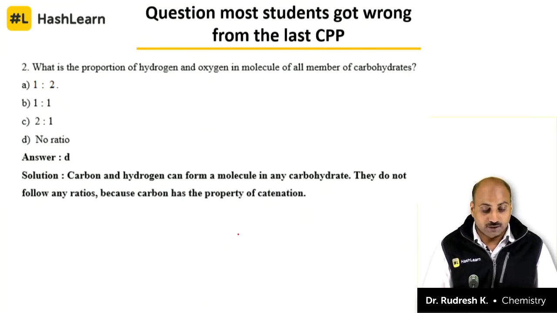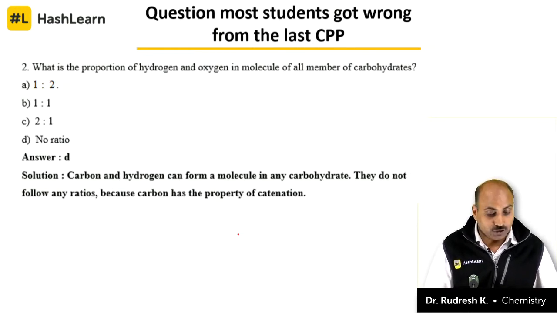This is what the solution goes like: carbon and hydrogen can form a molecule in any carbohydrate. They do not follow any ratio because carbon has the property of catenation. That is what you have to know, that the general formula is C x (H2O) y. Because carbon has the property called catenation, it can link with n number of molecules. So that is where the option goes with respect to D.